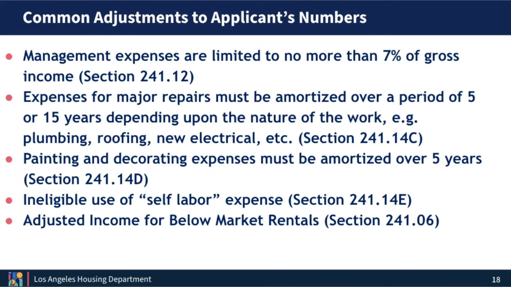Common adjustments to applicants' numbers. Management expenses are limited to no more than 7% of gross income. Expenses for major repairs must be amortized over a period of 5 or 15 years depending on the nature of work. For example, plumbing, roofing, new electrical, etc.